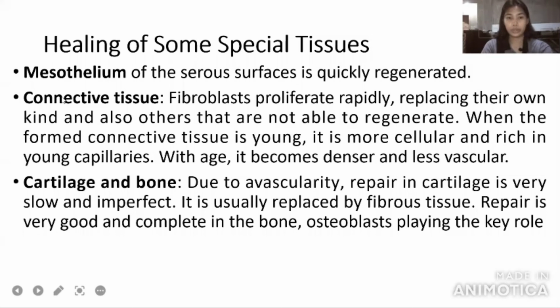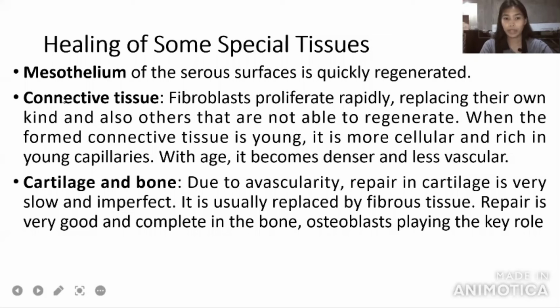Next is connective tissue. Fibroblasts proliferate rapidly, replacing their own kind and also others that are not able to regenerate. When the formed connective tissue is young, it is more cellular and rich in young capillaries. With age, it becomes denser and less vascular. Next is cartilage and bones. Due to avascularity, repair in cartilage is very slow and imperfect. This is usually replaced by fibrous tissue.